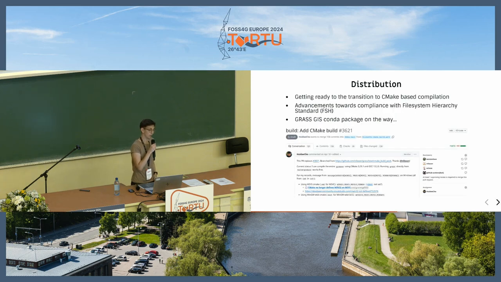Regarding distribution, we are also working on that. So we are working a lot on sustainability of GRASS GIS. We wanted to keep it alive for at least 41 years more. So we are getting ready for the transition to CMake-based compilation, and we have made advancements toward compliance with the file system hierarchy standard. And there's a GRASS GIS Conda package on the way, hopefully by the end of this year.